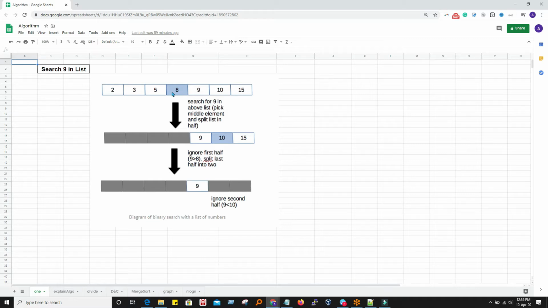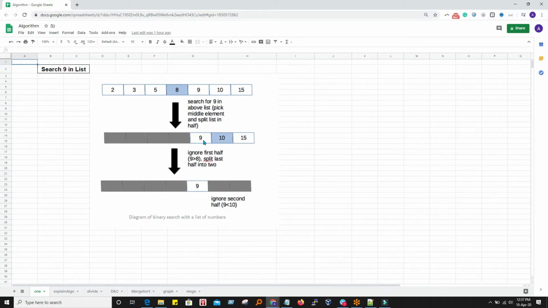If it is less than 8, it's obvious that the number would lie on the left hand side of this list. If the number is greater than the middle element, then it is obvious that the number would be on the right hand side. For example, 8 is less than 9, so it's obvious that 9 would be on the right hand side of this list. So we can drop the left hand side of the list and just consider the right hand side, because the item we need to search is there.